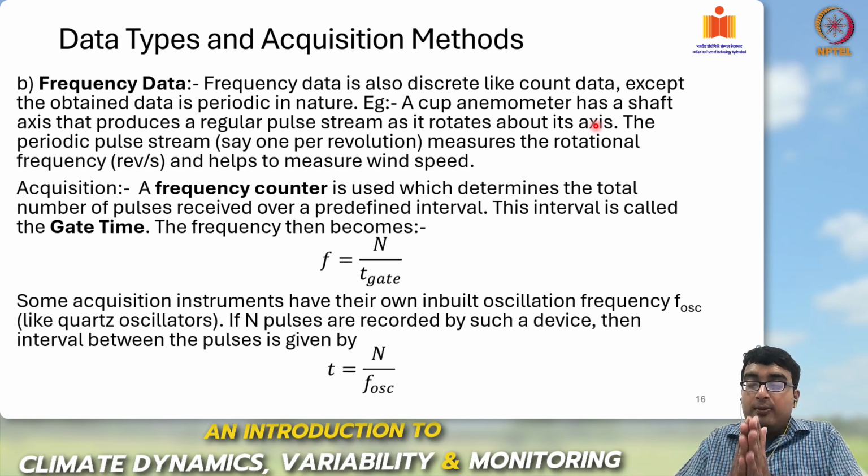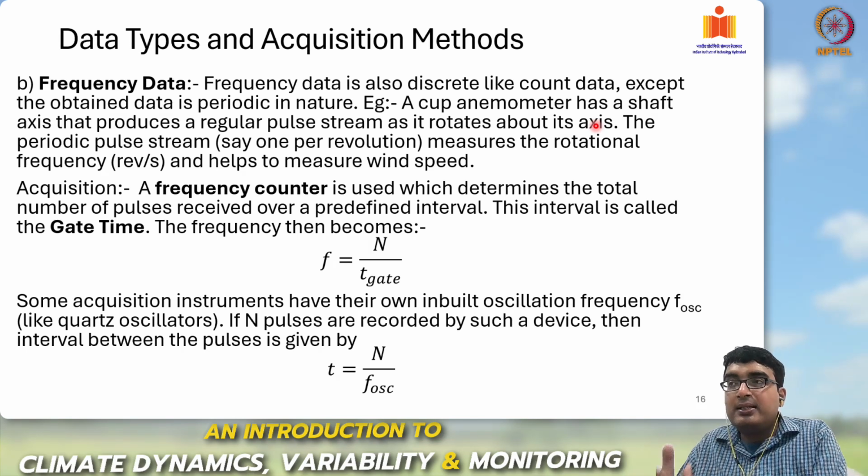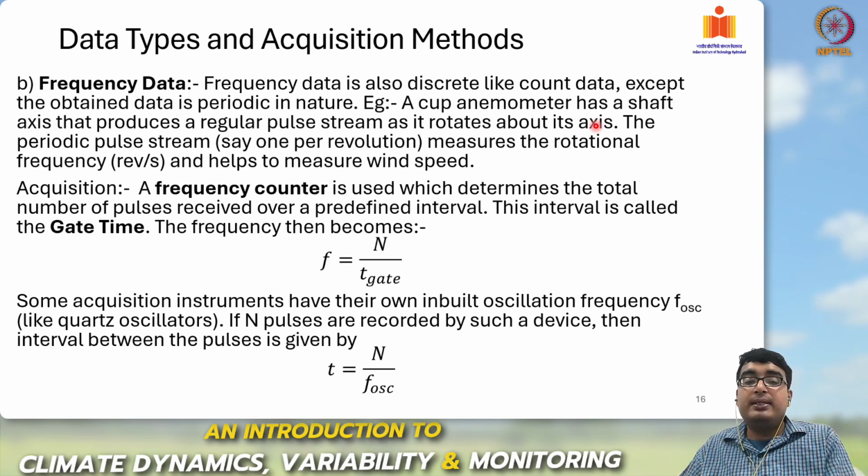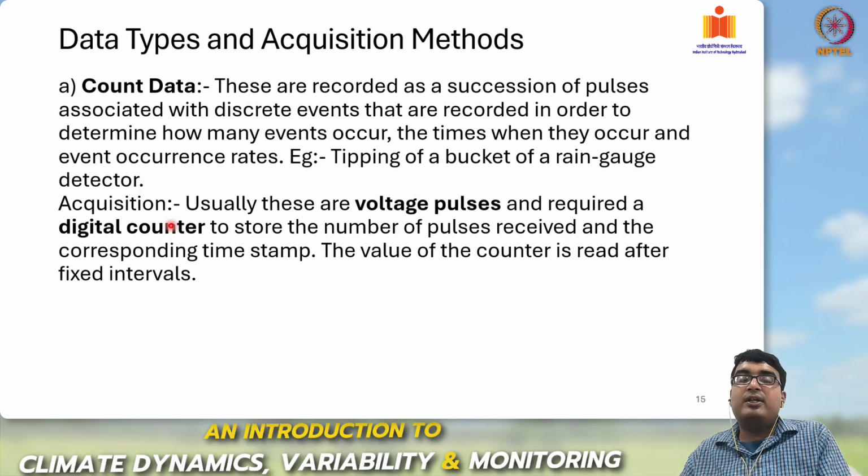So here again we are counting pulses, but the pulses are coming as periodic data. Here the acquisition uses a frequency counter. So remember, in the previous case, in count data, we have just a digital counter where the number of pulses and the time stamp was taken.